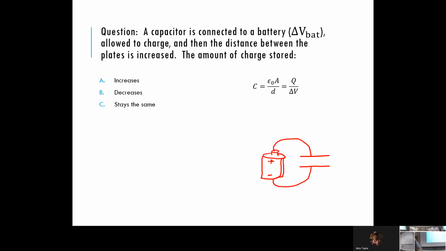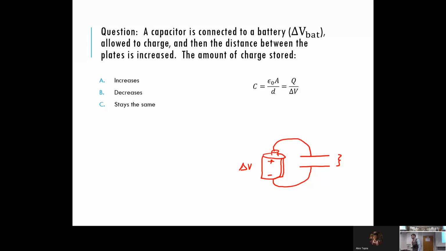And because I've connected it using conductors, charge will move around until the potential difference across the battery equals the potential difference across the capacitor. But that's what I mean by we hook up the battery. It will maintain a constant difference of electric potential between the high terminal and the low terminal.